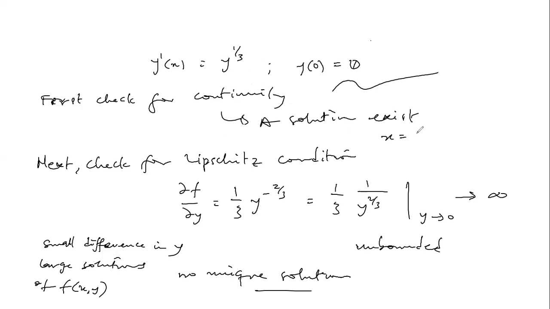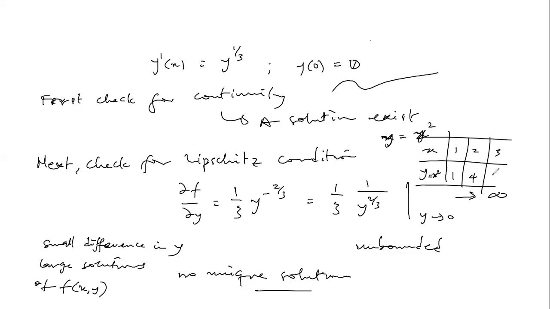Let's say y is equal to x squared. We have x and y. So 1 squared is 1. 2 squared is 4. 3 squared is 9. If we plot the graph, this is my y: 2, 4, 6, 8, 12. Then this is my x: 1, 2, 3, 4.